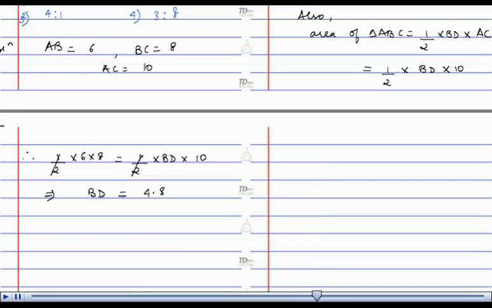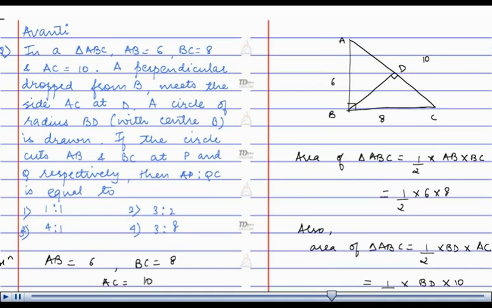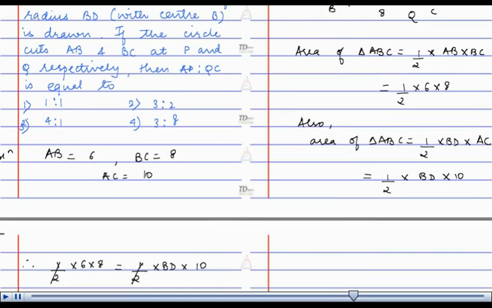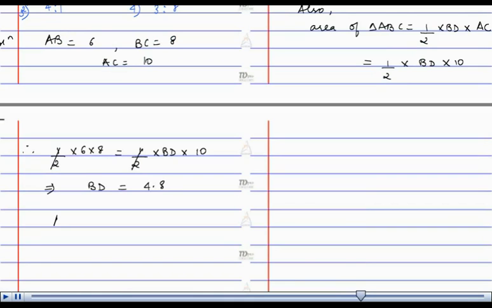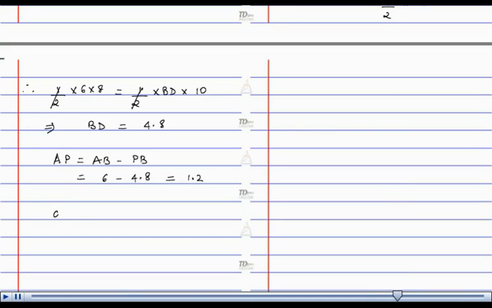This implies that the circle has a radius of 4.8. When we draw the circle with B as the center, it will cut AB at a point P and BC at some point Q. Now, AP can be written as AB minus PB, that is equal to 6 minus 4.8, which is equal to 1.2. Also, we can write QC as QC is equal to BC minus BQ, that is equal to 8 minus 4.8, which is equal to 3.2.